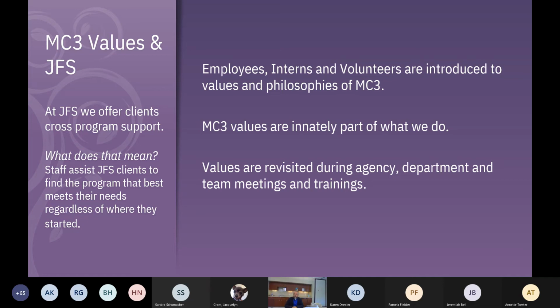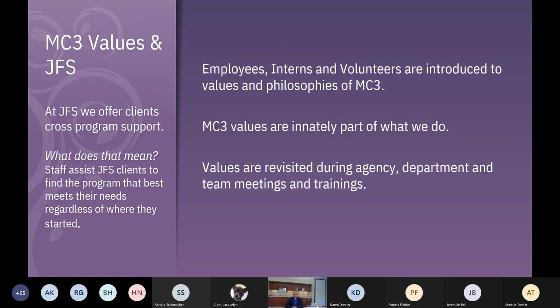The other way that we do it is all of our employees, all of our interns, all of our volunteers, everyone is introduced to the values and philosophies of MC3. We do that during our orientations. We do this during our all-staff meetings. Any opportunity we get, we're talking about our MC3 values and what that means to our clients and to our staff. So it really is innately part of what we do.